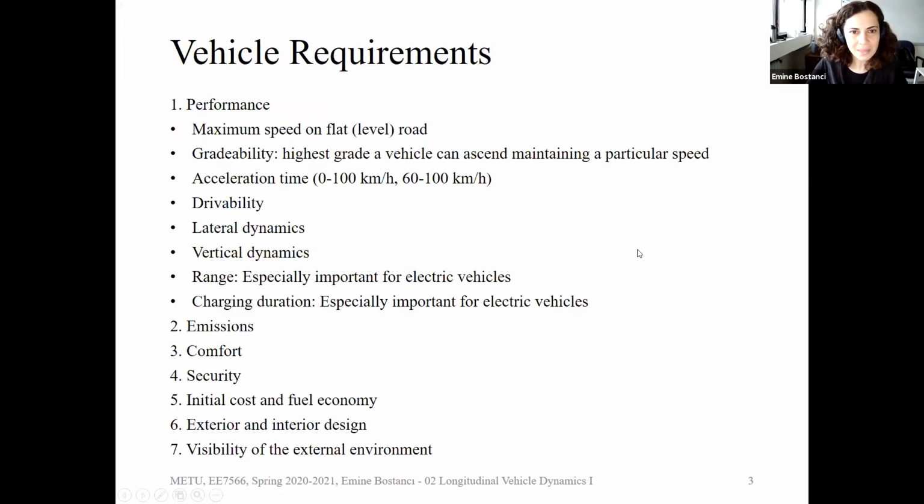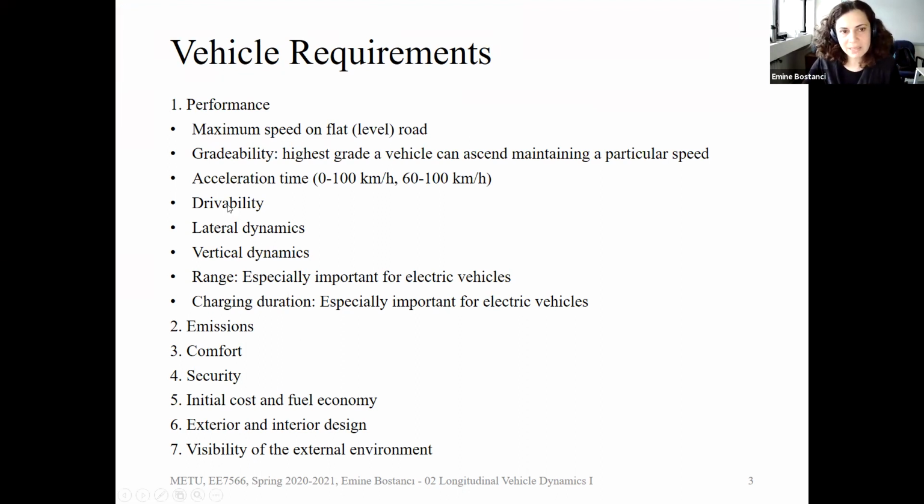When we buy a vehicle or when we design a passenger vehicle, depending on the application, the requirements may change. But in this course, mainly I'm talking about the passenger vehicles that we use. We think about the performance of a vehicle. As a passenger or as a user, we have some expectations from a vehicle. Also, as a car manufacturer, you have some expectations and requirements from a vehicle.